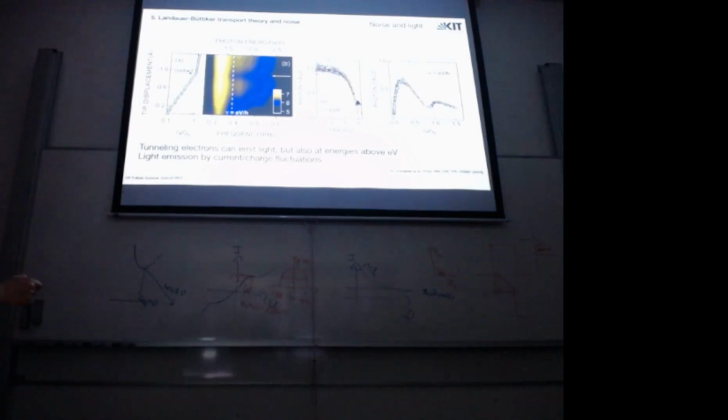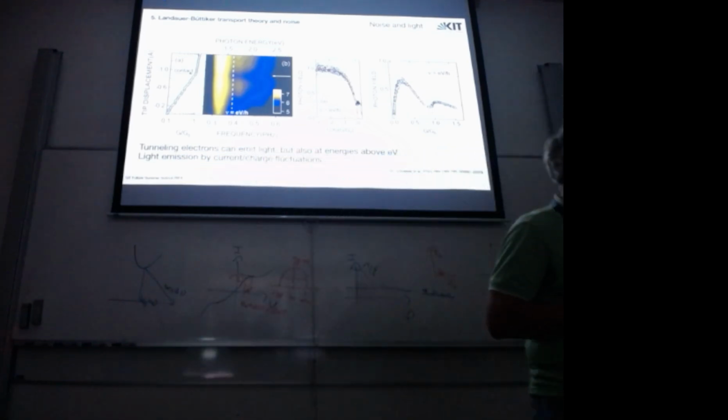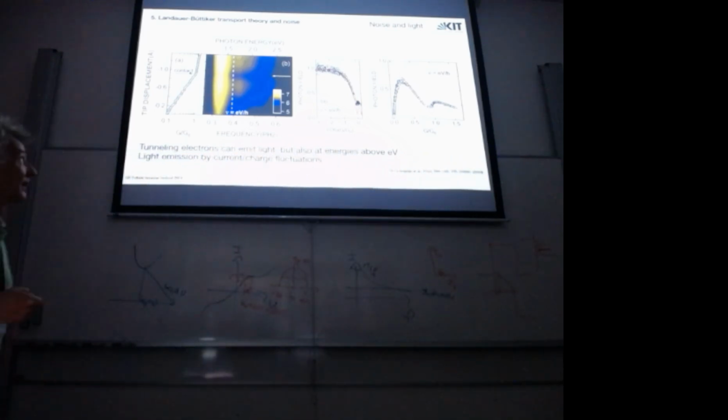And you see the energy of the photon. This is the energy of the tunneling electrons. Everything is fine below here. But under certain conditions, the photon energy exceeds the energy of the tunneling electron given by the bias voltage. So it cannot be a single electron process. And actually it comes from the noise statistics.